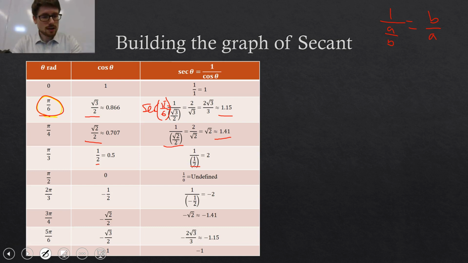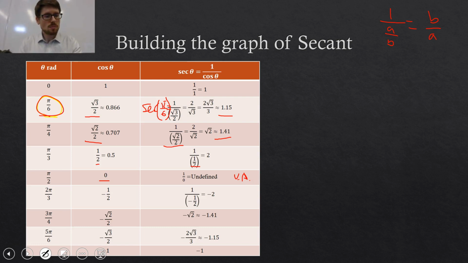And when our angle is pi over 2, the cosine is 0. When we take the reciprocal of 0, we get undefined. 1 over 0 is undefined. And so that ends up being an asymptote. This is going to give us a vertical asymptote. So I'll just mark, yeah, it's a vertical asymptote. And so forth. We can keep computing values as we go.